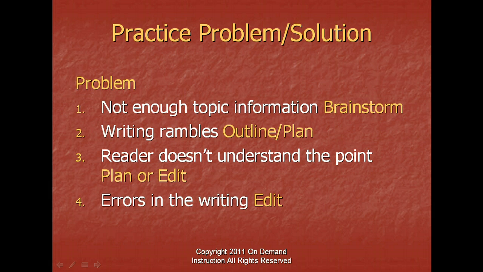If you don't have enough information on your topic, you should go back to the brainstorming stage. If your writing rambles, you should look at outlining or creating a new plan. If your reader doesn't understand the point, you either need to redo your plan or edit your writing. If there are errors in the writing, you definitely need to go back and edit. These are just some examples of how you can use the writing process to correct your writing problems.